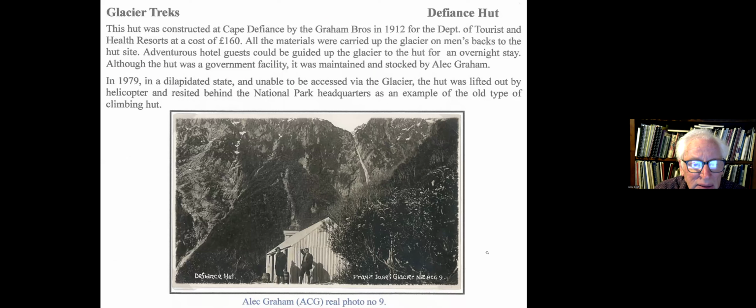There's a number of huts, but not all that many. This one's a Defiance hut. Again, this is an Alec Graham photograph. It was there for a long time, but it got so dilapidated that in 1979 you couldn't access it from the Glacier, because the Glacier had retreated so much and there was a vertical cliff to climb up to get to the Defiance hut. So they took it apart and re-sited it at the National Park headquarters as an example of a climbing hut.